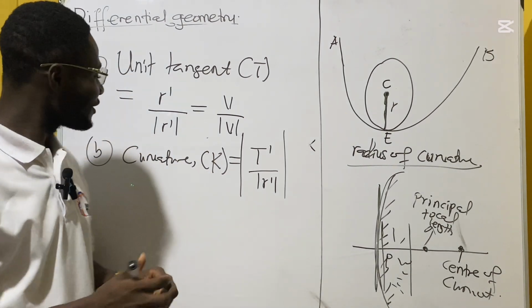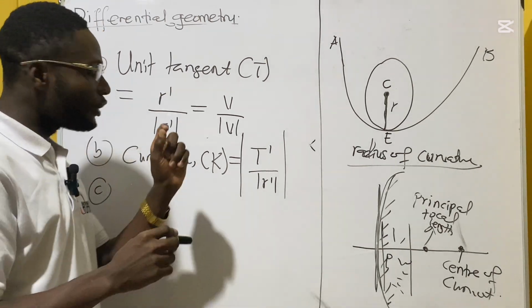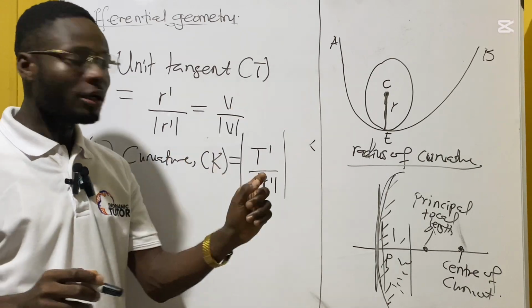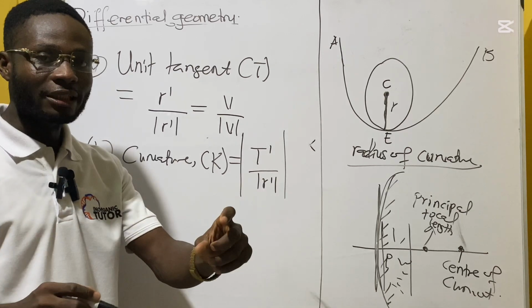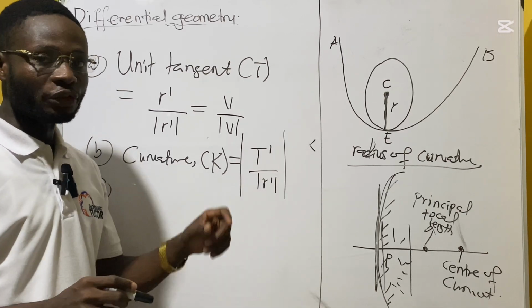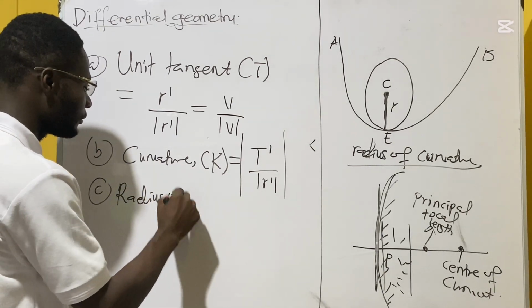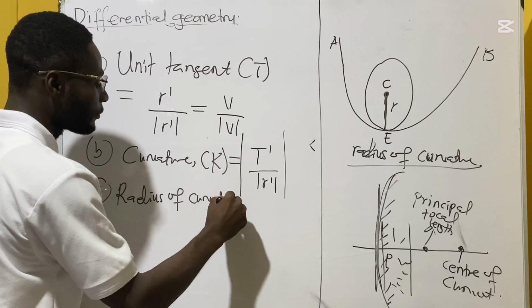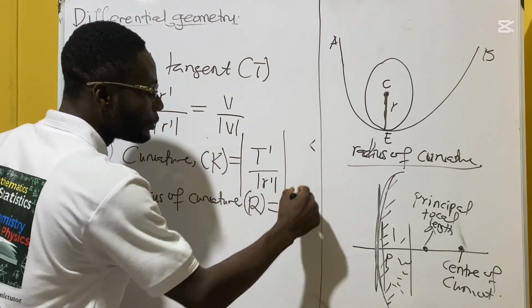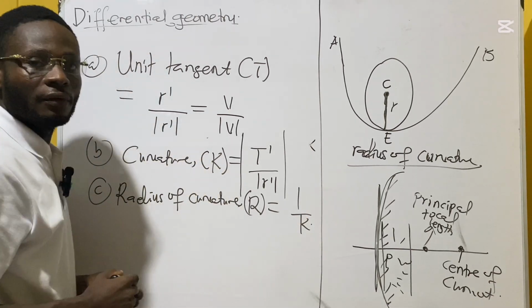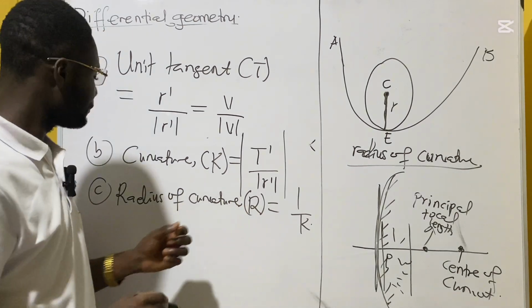Let's look at the third one, which is the radius of curvature. The radius of curvature is the reciprocal of the curvature. So if you know the curvature, then automatically you are good to go with the radius of curvature. Denoted as capital R, it is equal to the reciprocal of the curvature.